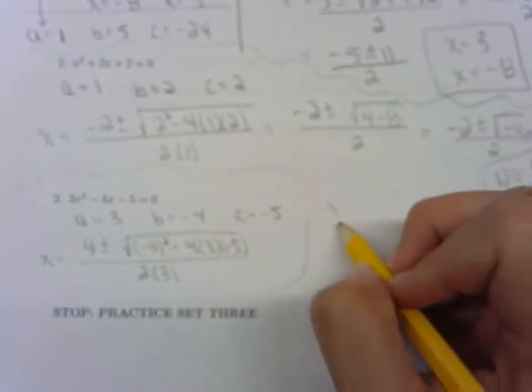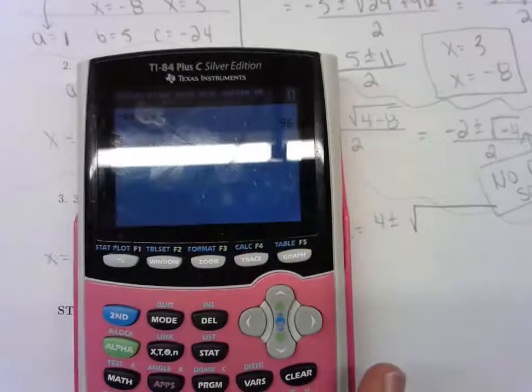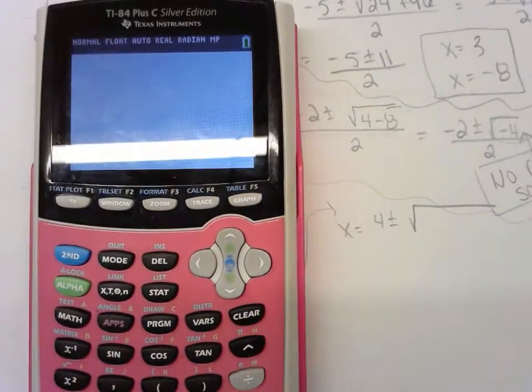Should have left more room. X equals 4 plus or minus the square root. Be careful with this negative 4 squared. Okay, this is a really common mistake. I'll see you guys do negative 4 squared in your calculator. Okay, that gives you negative 16.